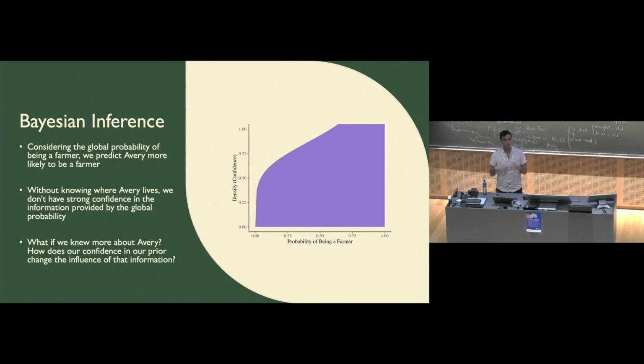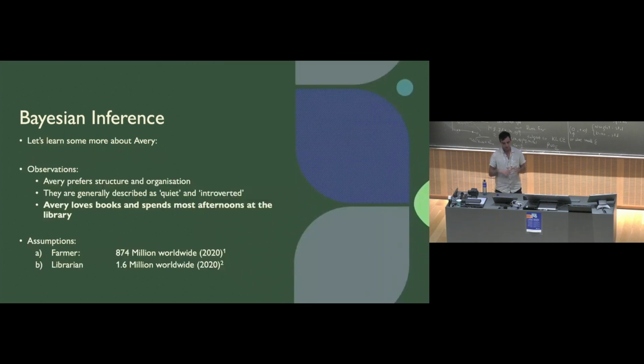So what if we knew more about Avery? What if we could add a little bit more information? So if we had some more data, for example, we have more observations. So we now have a much stronger observed likelihood. We've now seen that Avery loves books and Avery spends most afternoons at the library. So again, this is providing much stronger observed information that we would conclude that Avery is likely to be a librarian, regardless of the fact that worldwide, on average, people are more likely to be farmers.